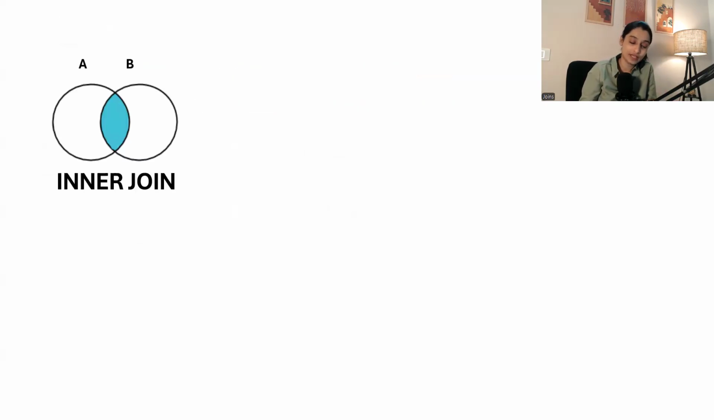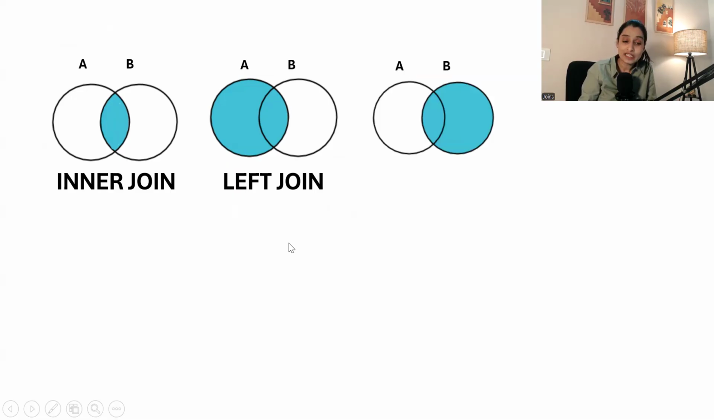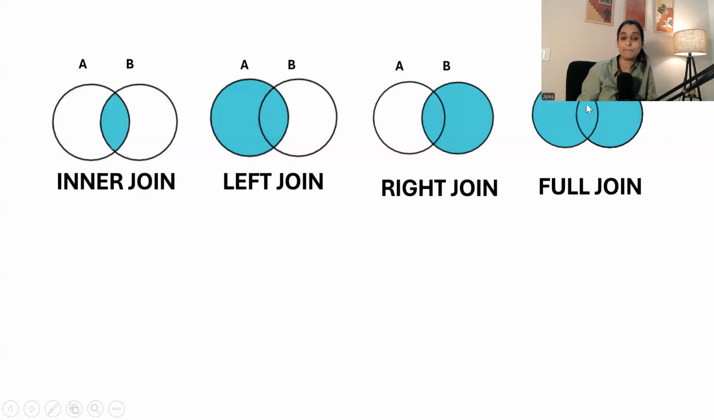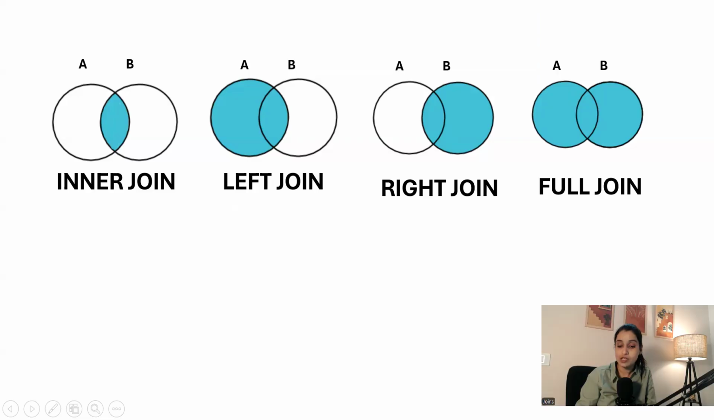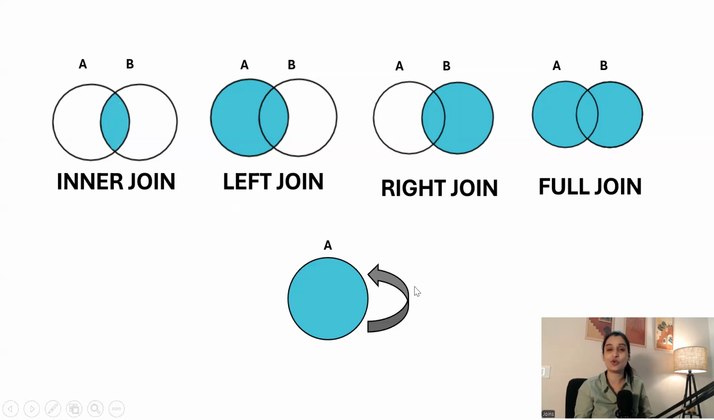So this is your inner join. Matching records it will return, correct, right? This is your left join: matching records plus non-matching records from the left table. This is your right join: matching records and non-matching records from the right table. This is your full join: matching records and non-matching records from the left and right table both. Next, self join. Any type of join when you are performing on the same table is called a self join. So these are the different types of joins we have covered in today's session.